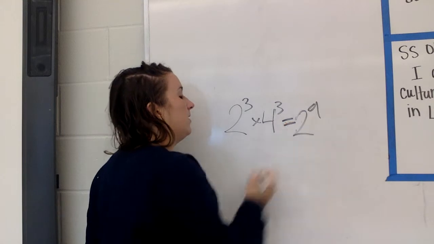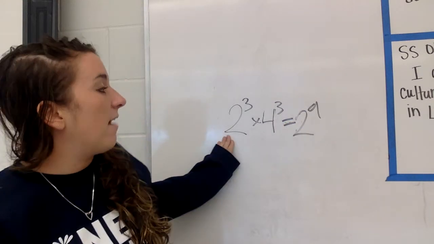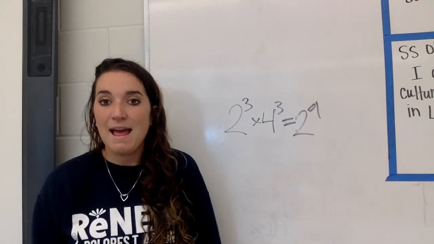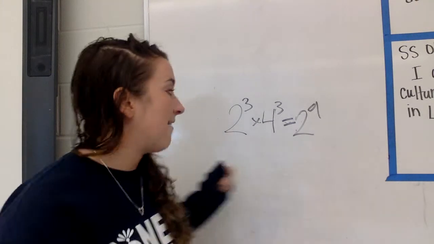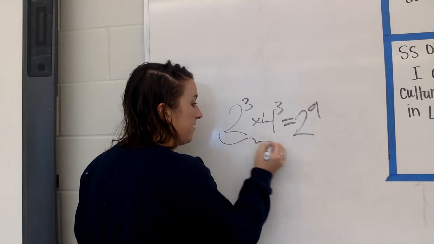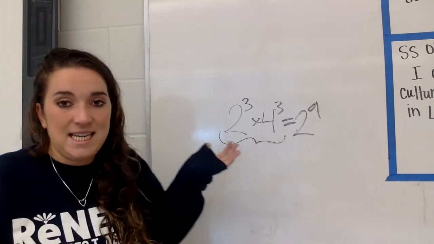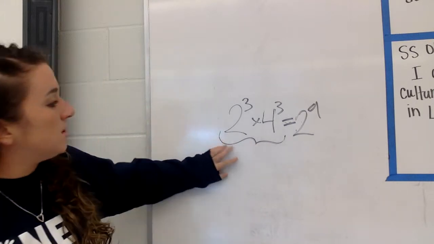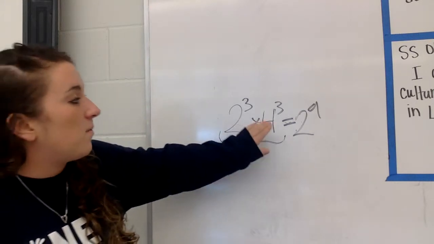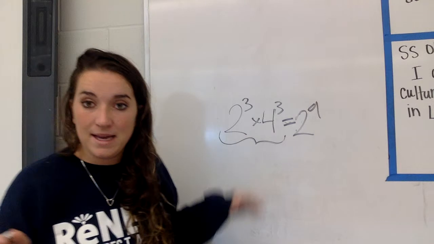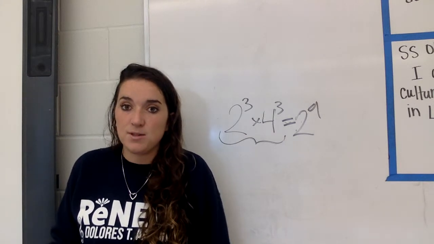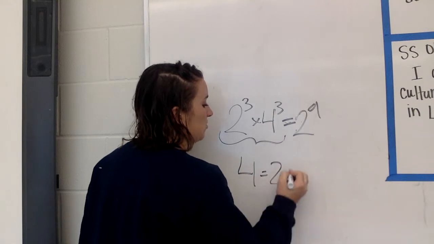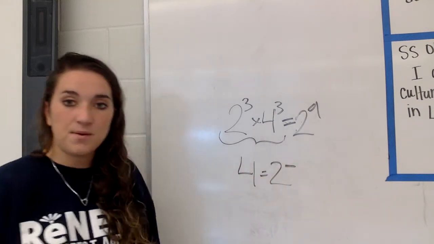Now I have two numbers with different bases, and I can't do anything unless all of my terms have the same base. I cannot simplify this in the slightest unless my numbers have the same base. So I need to find a way to make 4 have the same base as 2. Is that possible? Is there a way to write 4 as 2 raised to an exponent?